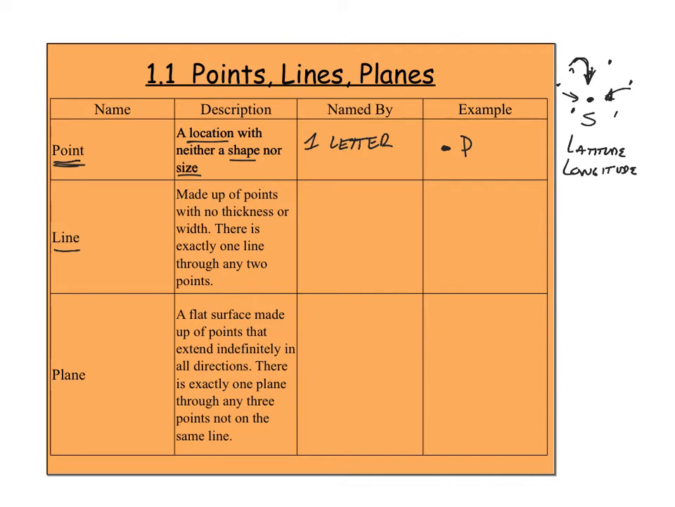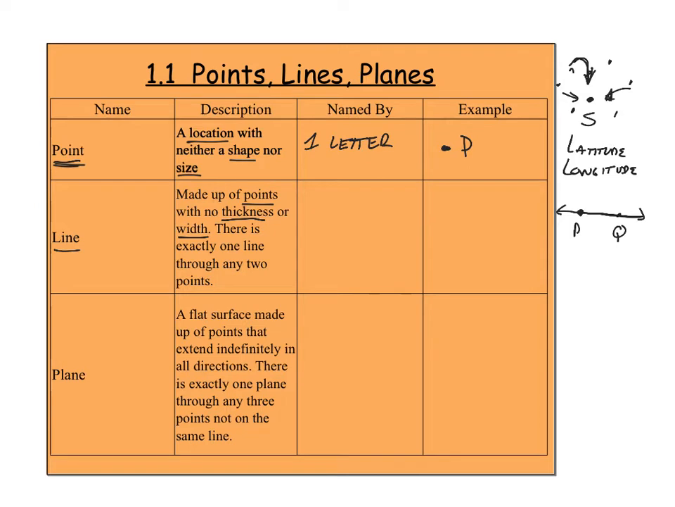A line is basically if you connect the dots with a whole bunch of points. There's no thickness, no width, so it just goes on forever. If I have a point here and a point here, I connect the dots, but a line keeps going, to the end of time, forever in both directions.